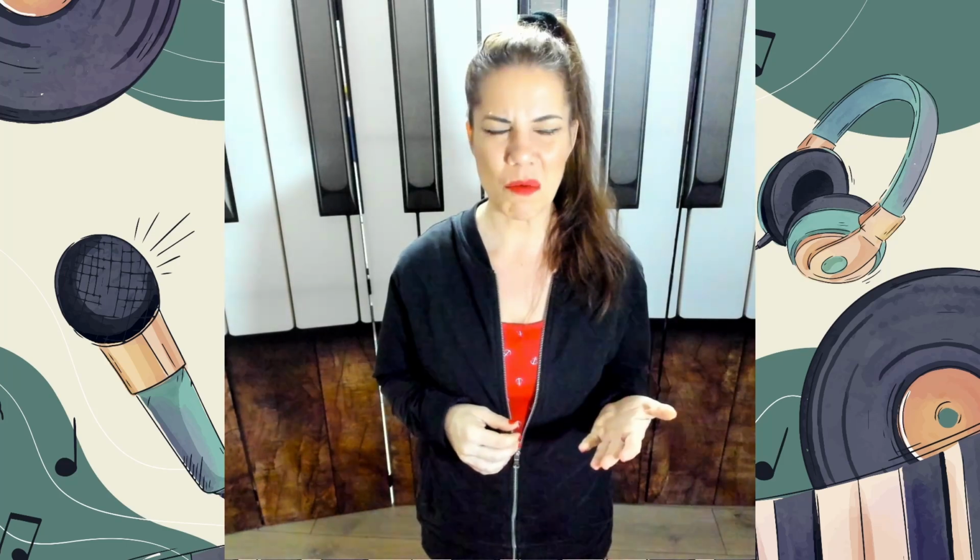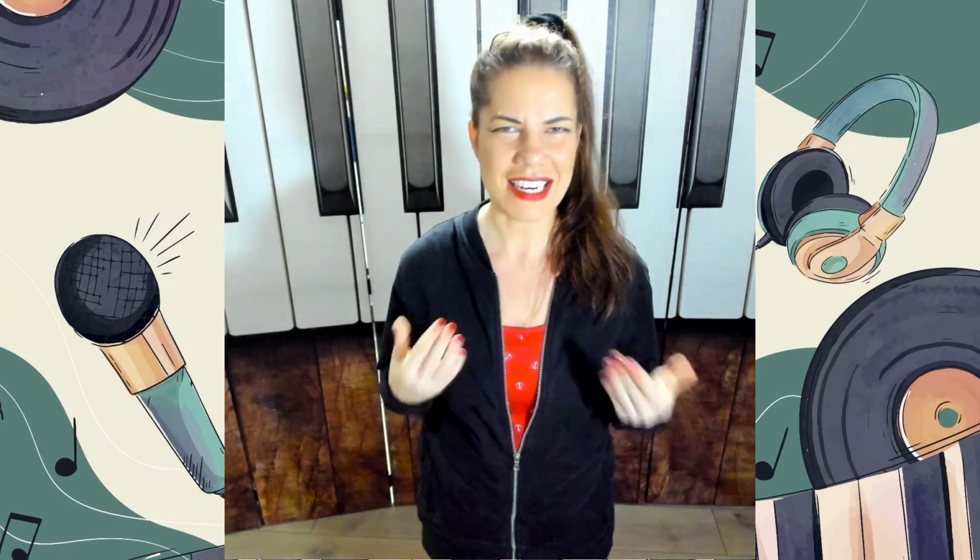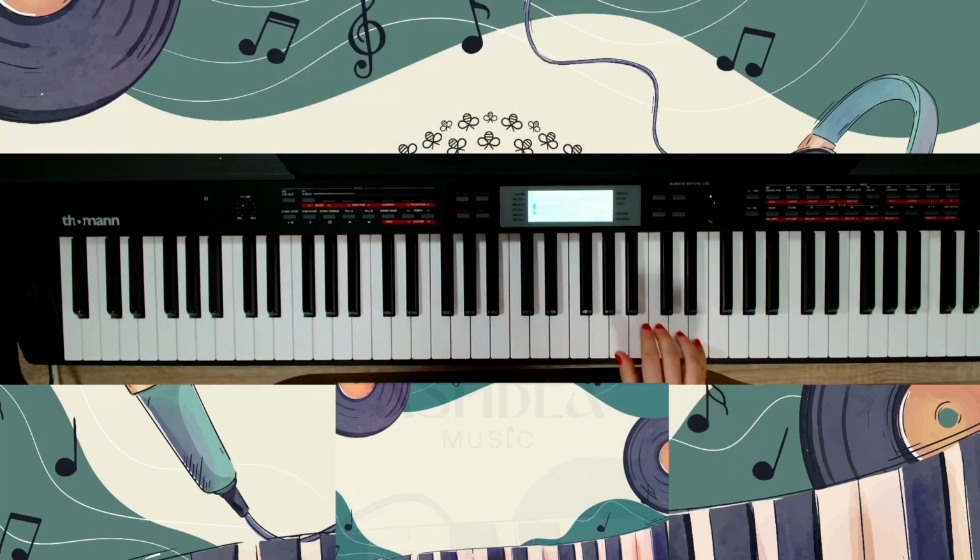Now let's get into some improvisation tips. Here are a few simple tips to sound amazing in A Aeolian mode. Tip number 1, emphasize the root note or note 1, the third and the fifth note. In A Aeolian, that's A, C and E. These notes anchor your improvisation and blend beautifully with most chords.